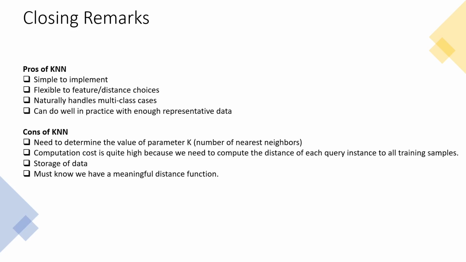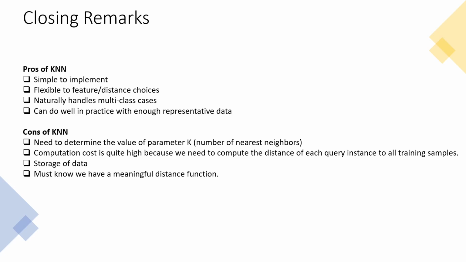So the pros of KNN: it's pretty simple to implement, it's flexible to feature distance choices, it naturally handles multi-class cases, and can do well in practice with enough representative data. The cons of KNN: need to determine the value of k. We need to determine the number of nearest neighbors. Computation cost is quite high because we need to compute the distance of each query instance to all training samples. Even if we use KD tree or ball tree, the computational cost is higher than other models that may learn.